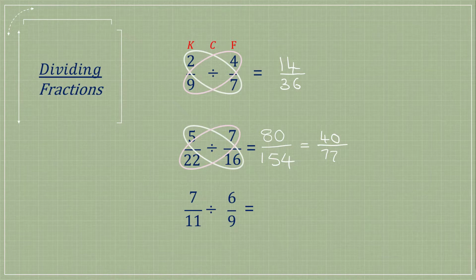7 over 11 divided by 6 over 9. The answer is 9 times 7 is 63, and 11 times 6 is 66. If you know the divisibility rule for 3, you know this can be simplified by dividing by 3. 63 divided by 3 is 21, and 66 divided by 3 is 22.